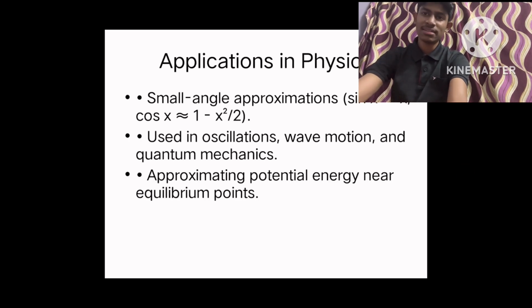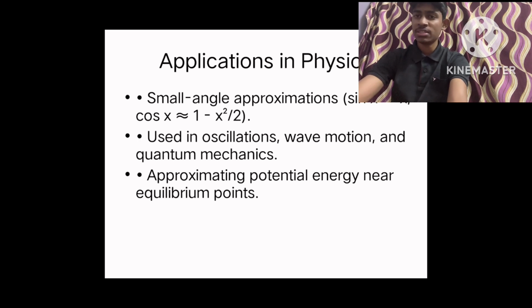Applications of the Taylor series in physics. Small angle approximation. To find small angle approximations in physics, we use the Taylor series, where sin x is approximately x and cos x is approximately 1 minus x squared by 2. These are the two approximations which are used in physics with the help of the Taylor series, used in oscillations, wave motions, and quantum mechanics.